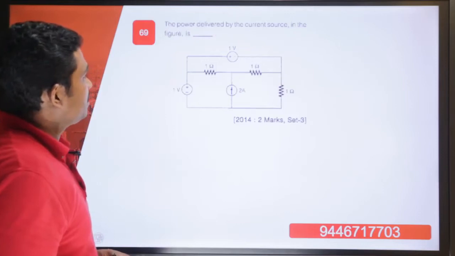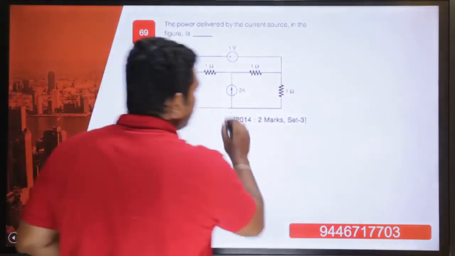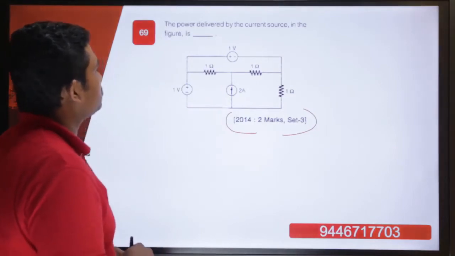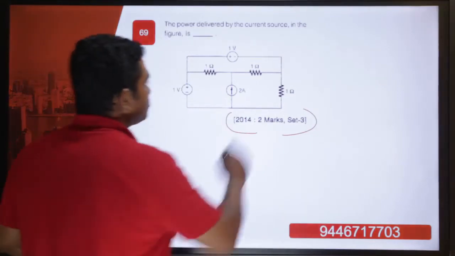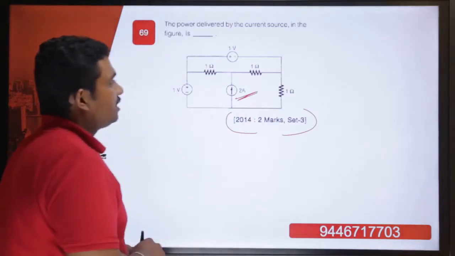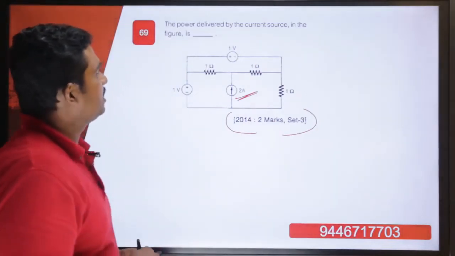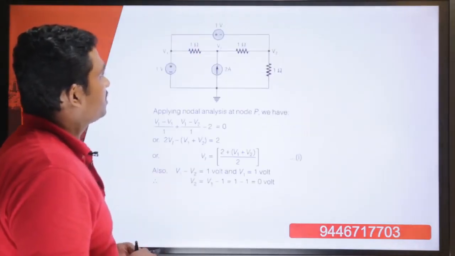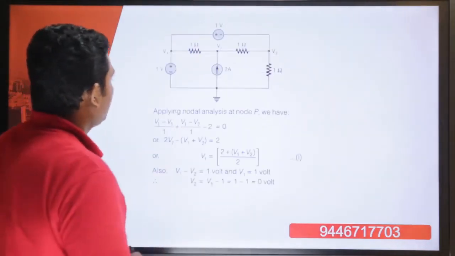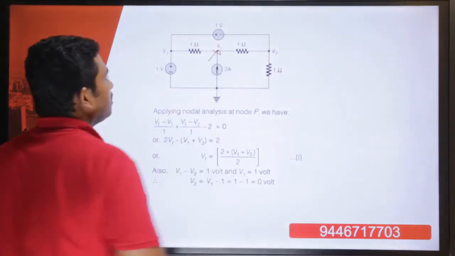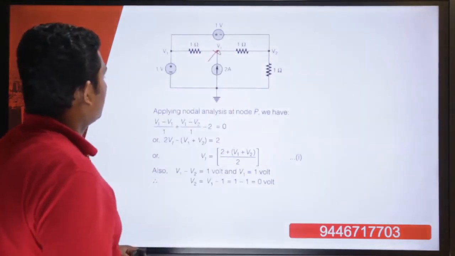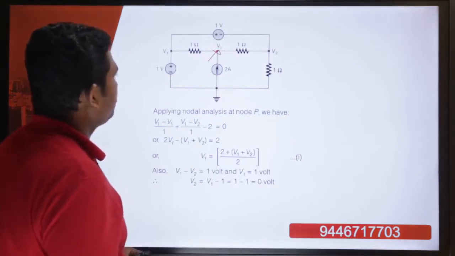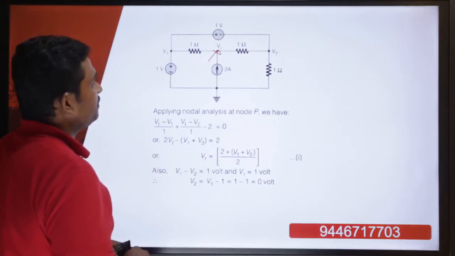Now moving into the next question. This is a 2014 question for 2 marks. The power delivered by the current source in the figure. The current source is a 2 ampere source, and we will have to find out the power delivered by the current source in the figure. So we are recreating the figure and we are applying node analysis at P, with node voltage V1.